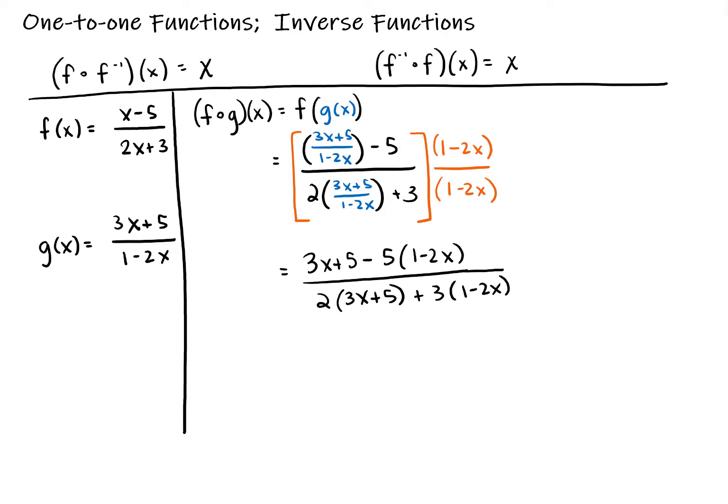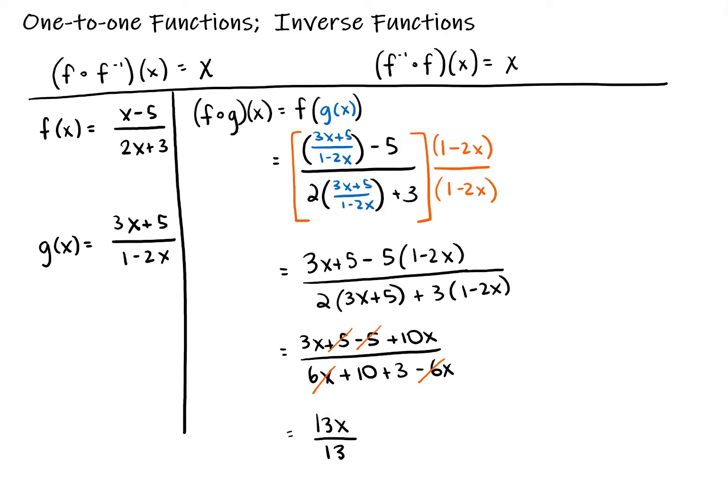I'm left with a 2 and the numerator 3x plus 5 from the first fraction, and I say plus 3 times the 1 minus 2x. And then let's simplify this. The plus 5 and minus 5 will cancel out. The 6x and the minus 6x will cancel out. And then I'm left with 13x over 13, which simplifies down to x.